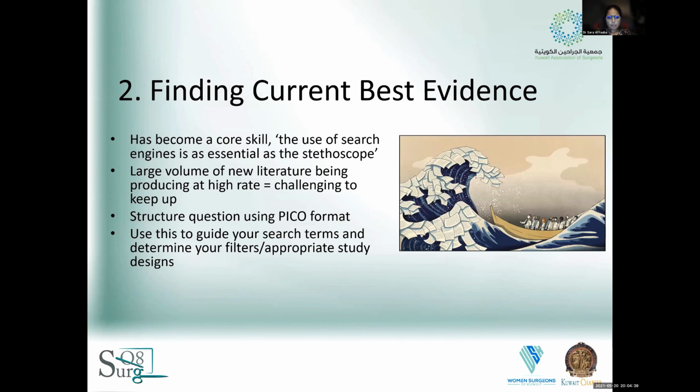Next is, well, I know how to appraise research. How do I find the best research? Sometimes when you are researching a topic, it feels so overwhelming because I don't know how many millions of papers are published every year. It's just impossible to keep up. And like we said, it's become an essential skill. Using search engines deliberately is becoming a very important skill so that you're able to at least keep pace with the high rate of new research.